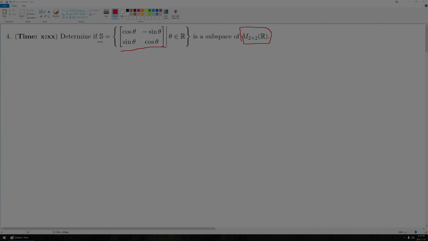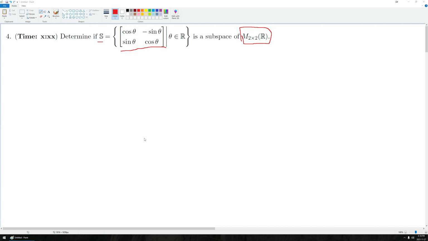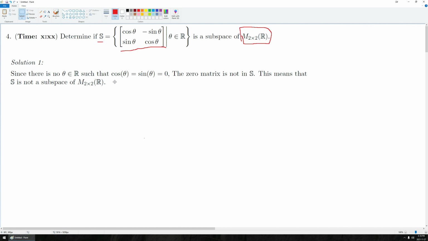So for the first solution, we're simply going to notice, hey, there's no theta in R such that all four of these terms are simultaneously zero. Well, that means that the zero matrix is not in S. If this thing doesn't have the zero matrix, then it can't be a subspace of M 2 by 2 of R. That's one counterexample. There's one solution.